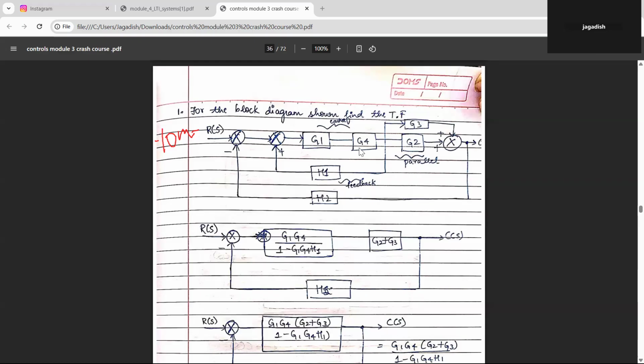Here, how are G1 and G4 connected? Can anyone tell? It's connected in cascade. I told you, whenever blocks are connected in cascade, we have to multiply the transfer functions, that is G1 into G4. Did everyone understand? G1 into G4. Are you able to follow? The first step, whenever the blocks are connected in cascade, I have to multiply them, G1 into G4.